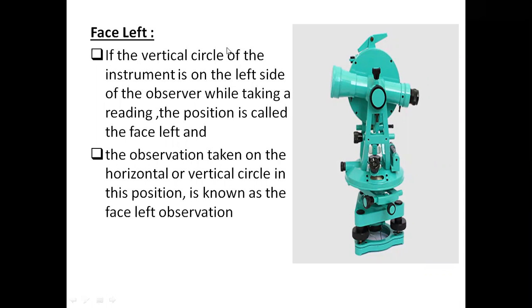This is the vertical circle. If this vertical circle is on the left side of the theodolite, then it is called face left, and if this vertical circle is on the right side of the theodolite, then it is called face right. It is very simple.